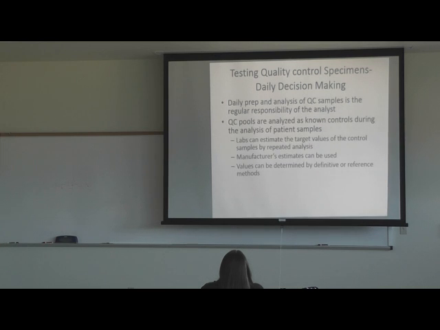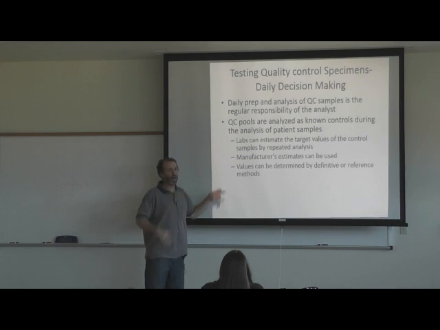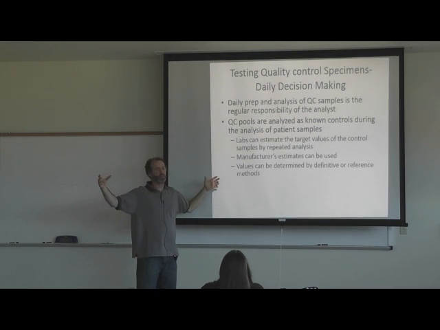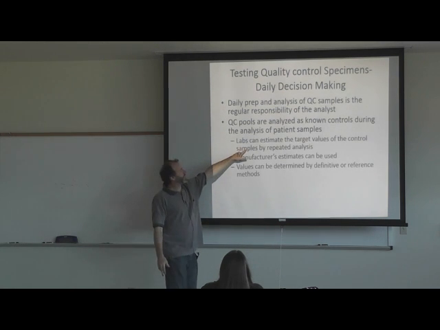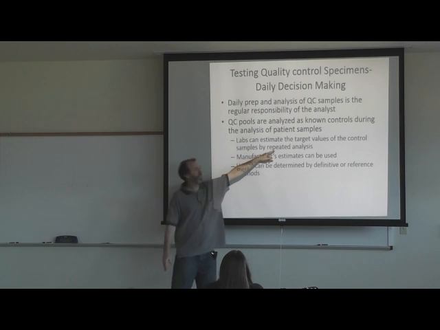QC pools are analyzed as known controls during the analysis of patient samples. What you'll have are these big stockpiles of quality control pools where they pool plasma or urine or some other kind of matrix together. Then you test that over and over again, and you come up with the mean value for that, plus a standard deviation of what you should normally see. If you know the mean and the standard deviation, you can make these little charts that you're looking at, okay?